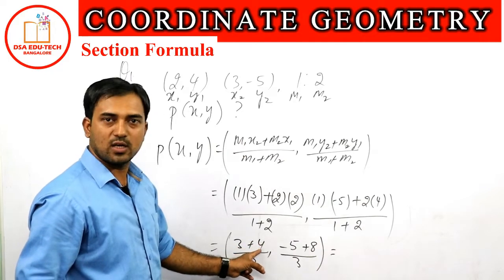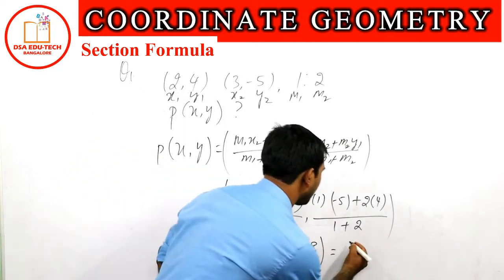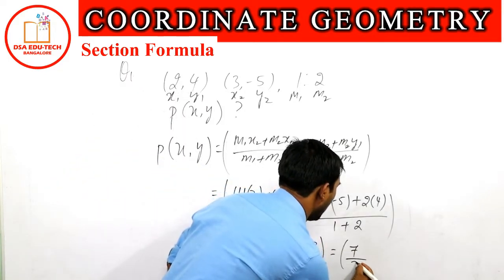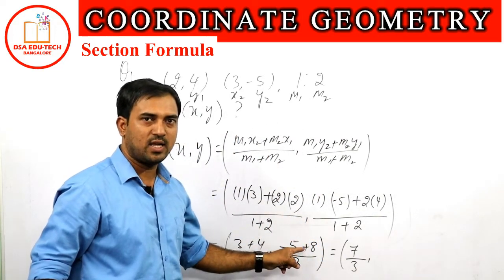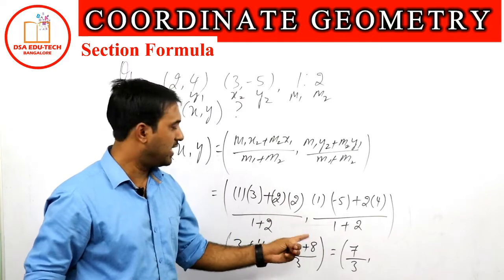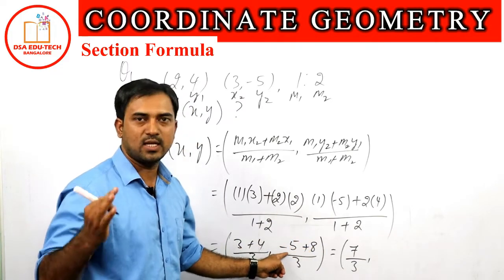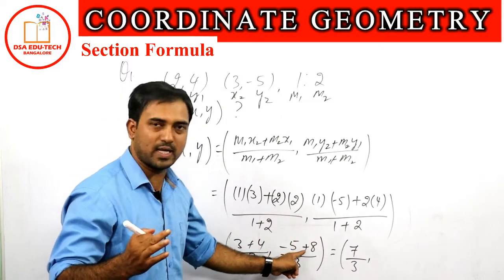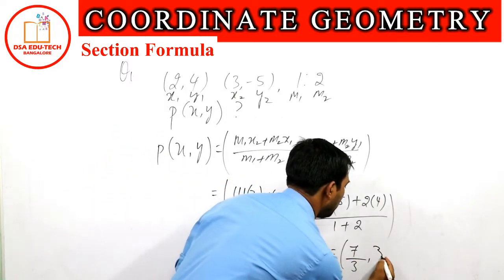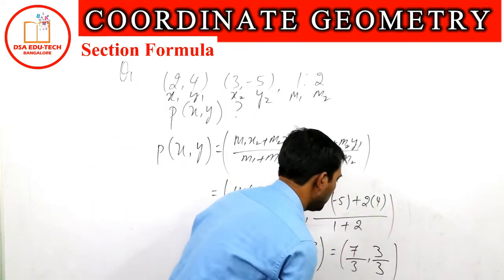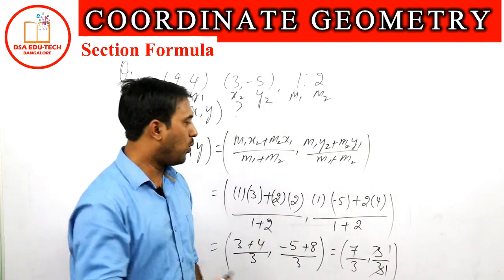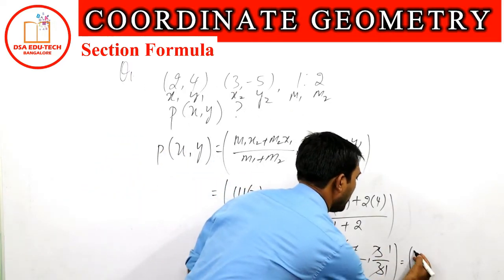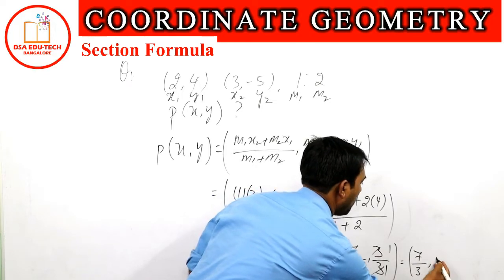3 plus 4 is 7. 7 divided by 3, comma, minus 5 plus 8 is 3, right? Because 8 minus 5 is 3 and the greater number is plus. So it is a plus 3. It will become 3 by 3. Now 3 by 3, 3 ones are 3, 1 by 1 is 1 only. So the final answer would be 7 by 3 comma 1.